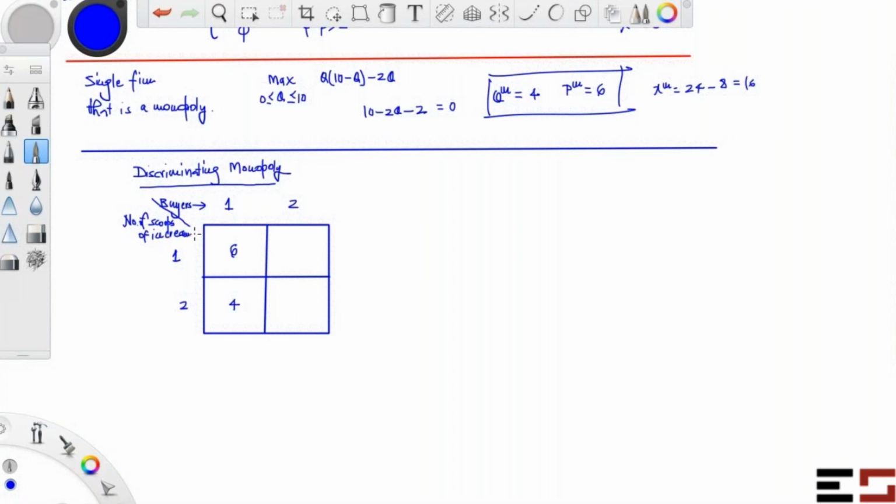So he's willing to pay up to 6 for 1 scoop and he's willing to pay up to 4 for the second scoop. Have you understood this? So in total, he is willing to pay up to 10 rupees for 2 scoops of ice cream. He will not buy 2 scoops if the total price that he has to pay for the 2 scoops is more than 10.